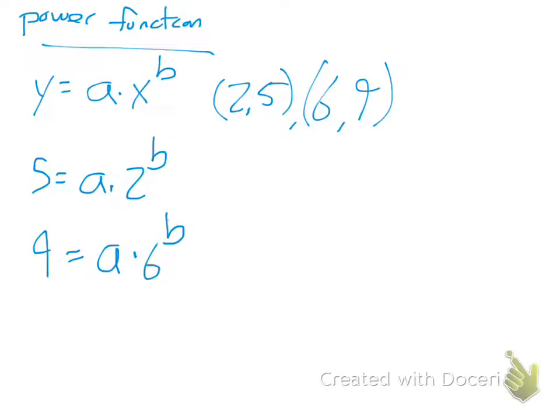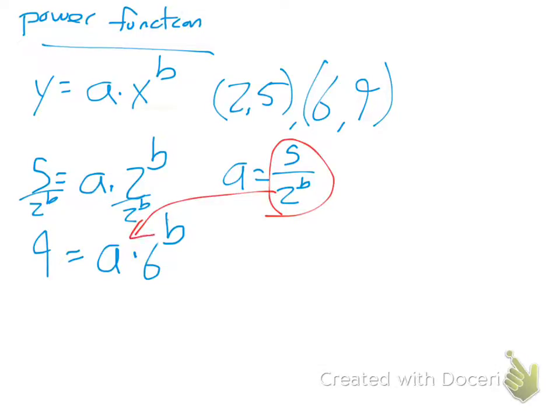Now we have to solve for a and b using substitution again. A, if you notice, is kind of by itself in both of them. So I think it'll be easier to solve for a. Again, on these ones, choose the smaller x value. So in this case, I'm going to divide both sides by 2 to the b. So a equals 5 over 2 to the b power. This value is going to be placed in for a. So 9 equals 5 over 2 to the b times 6 to the b.